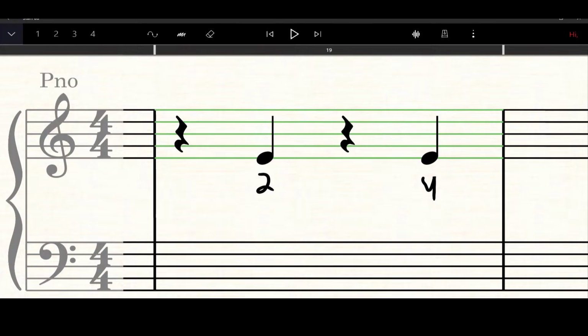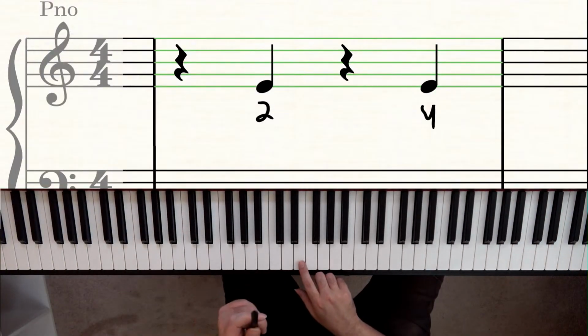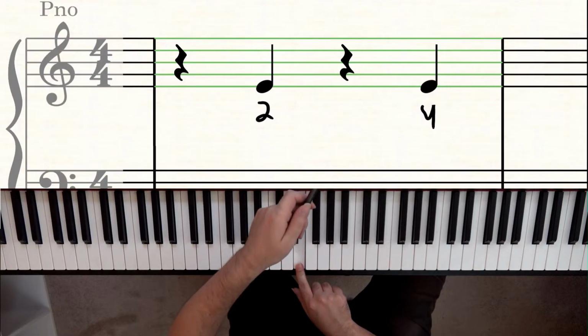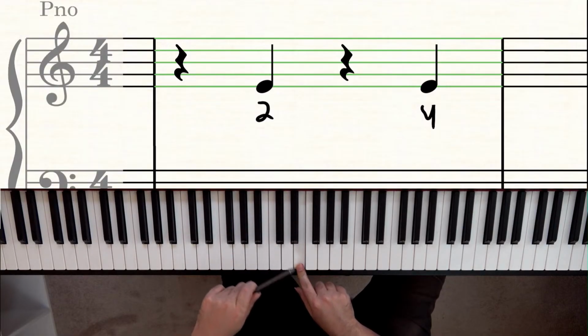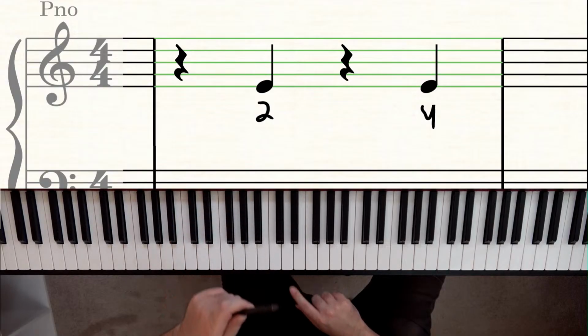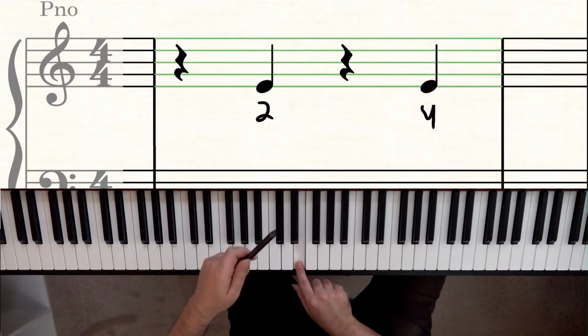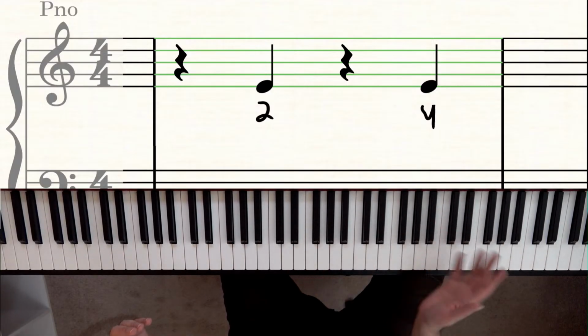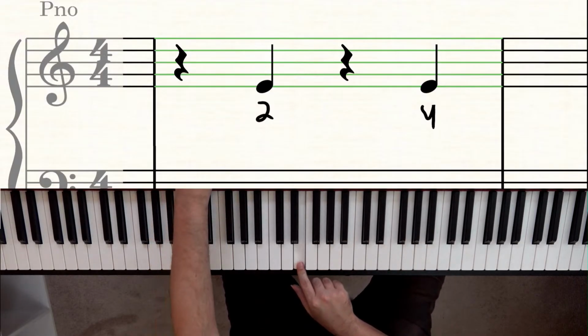So I messed this up, because what I did was I said beat 1, I hit beat 2, which was correct. I said 3, but I didn't hit it. So that's the point I'm trying to make. You want to do 1, 2, 3, 4. And you don't actually have to do this. I just do that to show you the rest. So 1, 2, 3, 4.